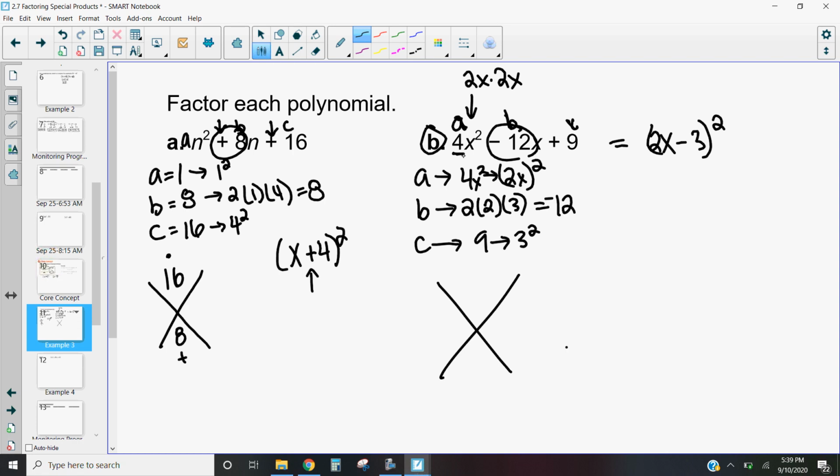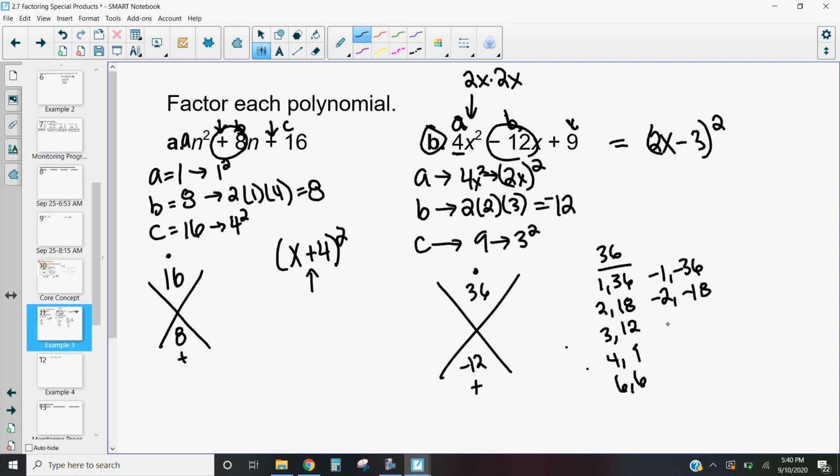So remember, if our a is greater than 1, then we have to multiply them. So 4 times 9 is 36: multiply to get 36, add to get negative 12. So then I could write out my factors of 36 here, and I would have 1 and 36, 2 and 18, 3 and 12, 4 and 9, 6 and 6. Or I also have all my negative ones: negative 1, negative 36, negative 2, negative 18, negative 3, negative 12, negative 4, negative 9, negative 6, and negative 6.